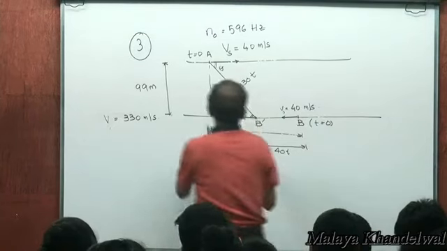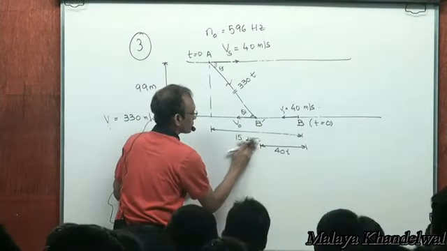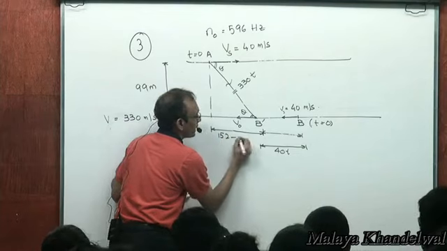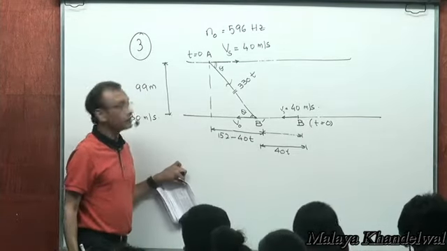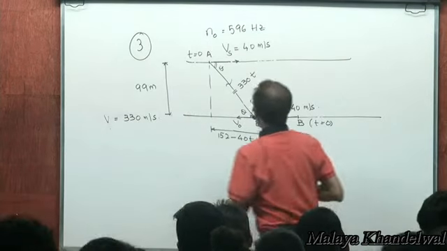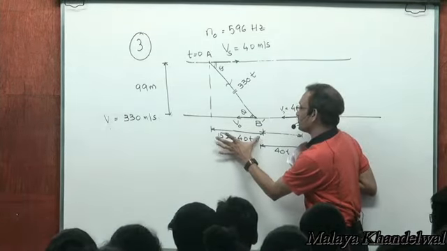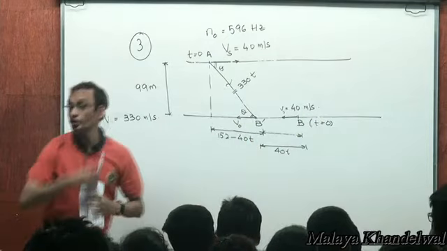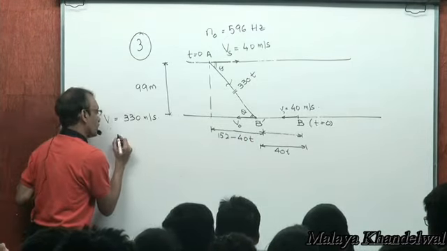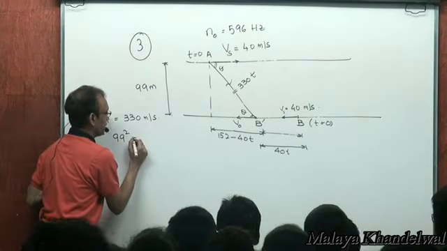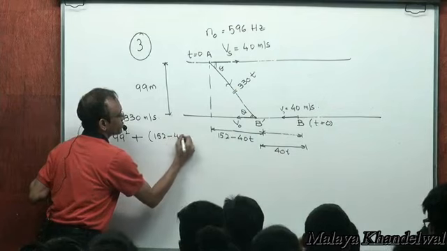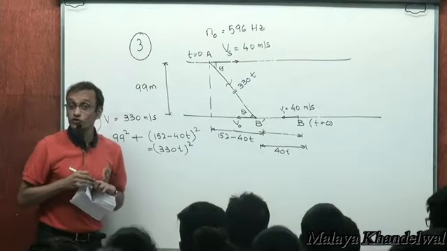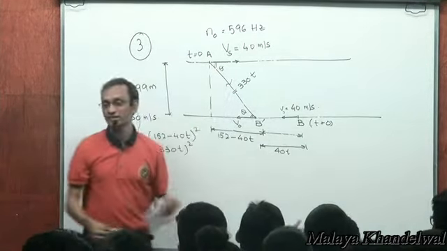That means this length, realize that this length then would be 152 minus 40t, right? Therefore, if I know t, then I would know cos theta, because cos theta would be this divided by this. I would have to know t, right? Now, one of the things you can do is the following. To calculate t, you apply 99 squared plus (152 minus 40t) squared equal to (330t) whole squared. Quadratic, you can solve this quadratic in t. Once you know t, you know this length by this length, right?